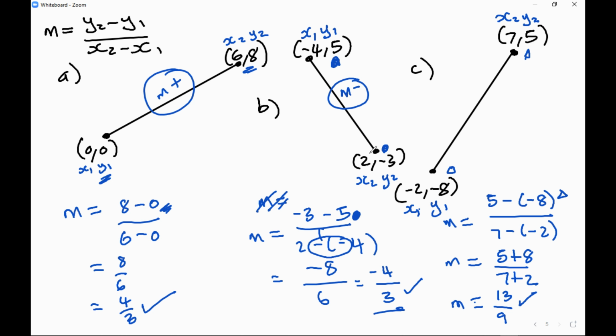Don't forget that when we are working this out, we never use the same point to get the top part. So remember, y2 is coming from here, but y1 is coming from here. So we're subtracting points basically from here. Okay, and that's how we find the gradient of this.